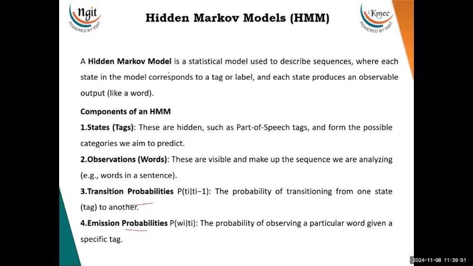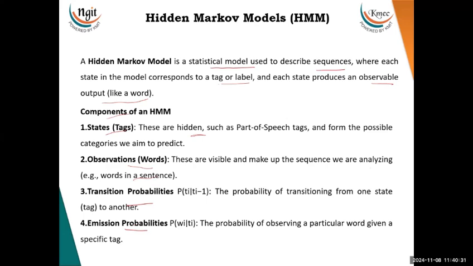Before we discuss, let's read the definition. A hidden Markov model is a statistical model used to describe sequences where each state in the model corresponds to a tag or label, and each state produces an observable output, that is words. The various components of a hidden Markov model are: first, states, called tags. These are hidden, such as parts of speech tags, and form the possible categories we aim to predict. Observations, that is words. These are visible and make up the sequence we are analyzing, for example words in a sentence. Then we have transition probabilities and emission probabilities.